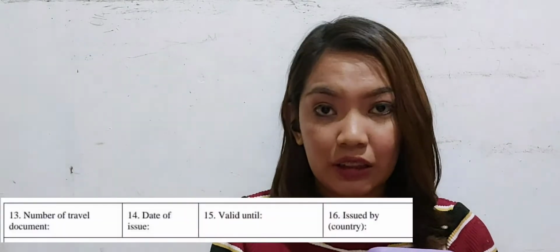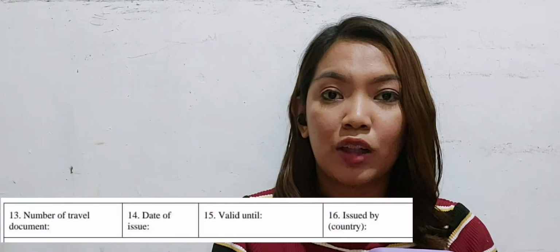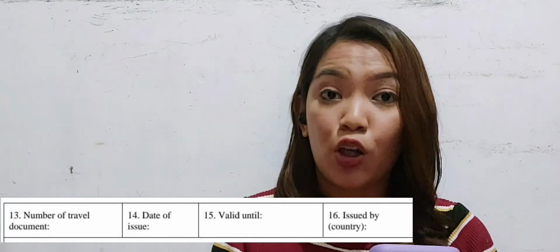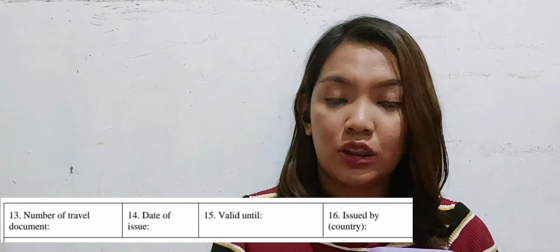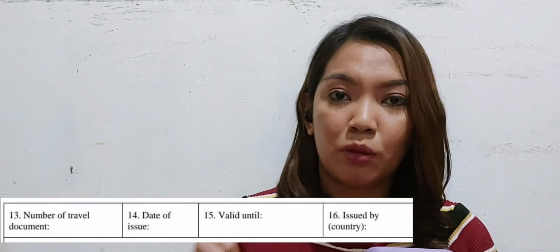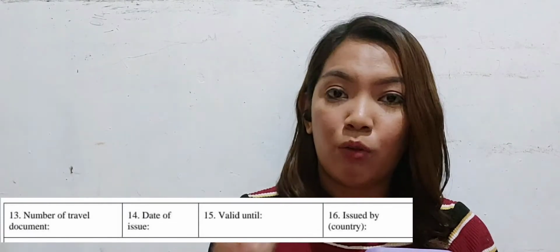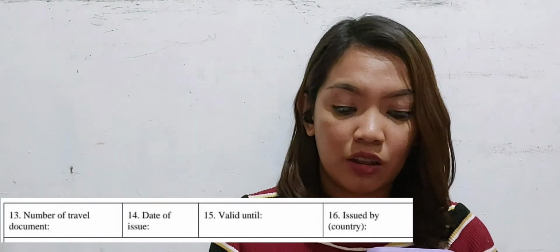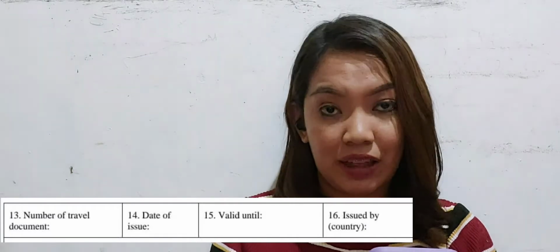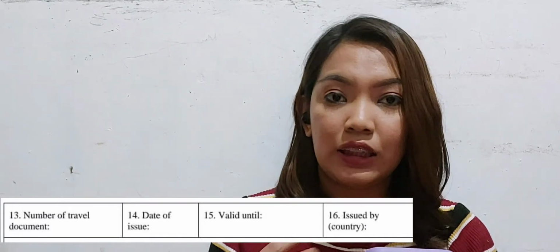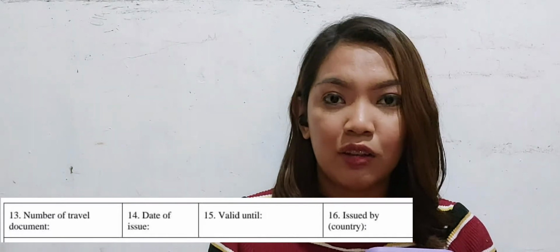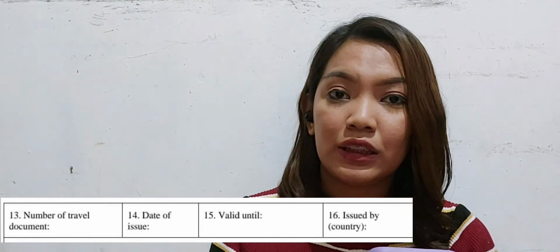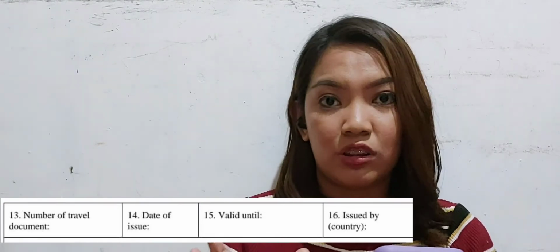Number 13 is going to be your travel document information. So it's going to be your travel document number, when it was issued, how long it's valid, and then lastly, who it was issued by. For the Philippines, it's DFA, and then just put in the location where it was issued.